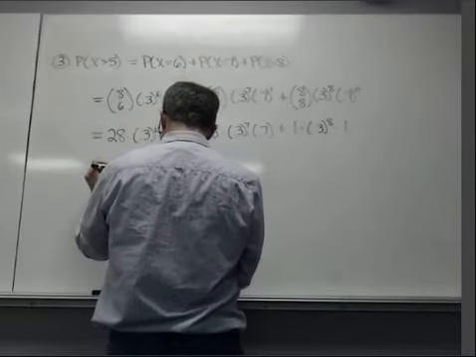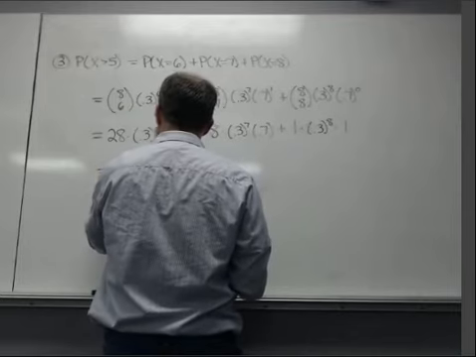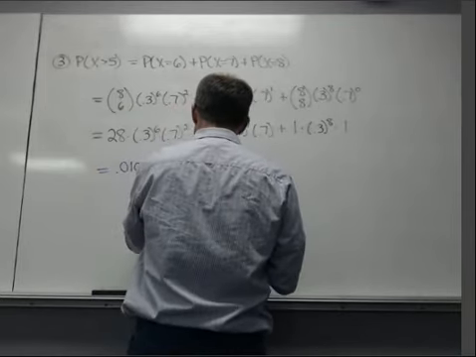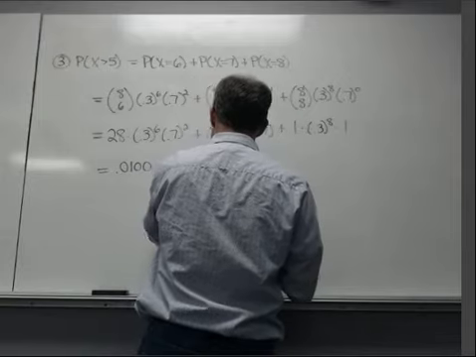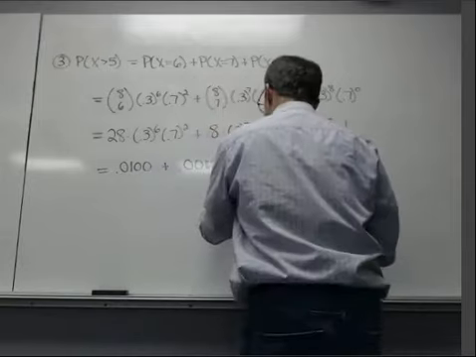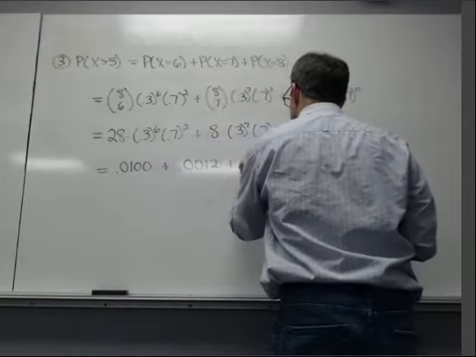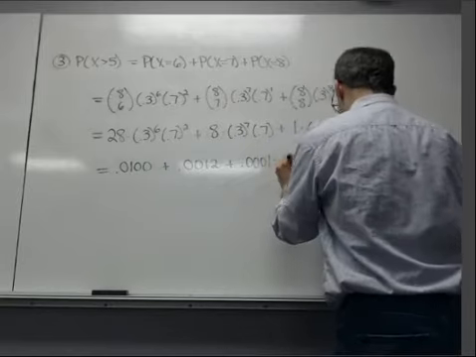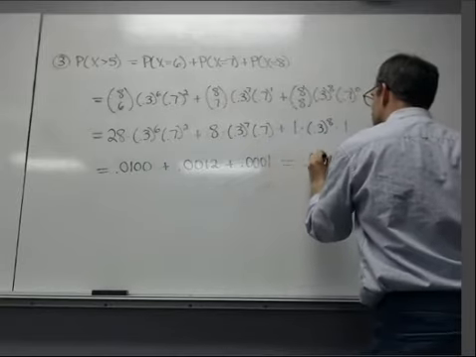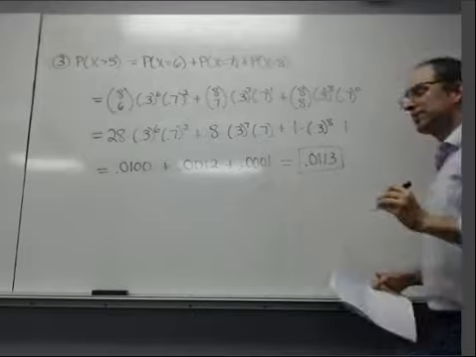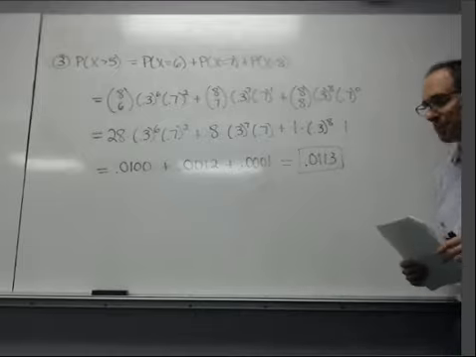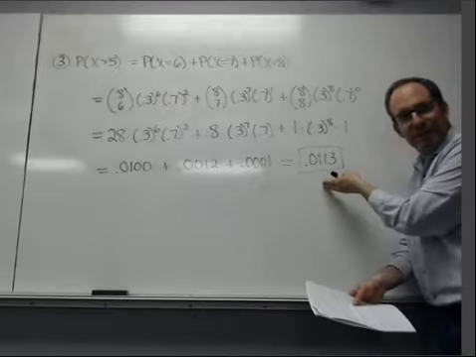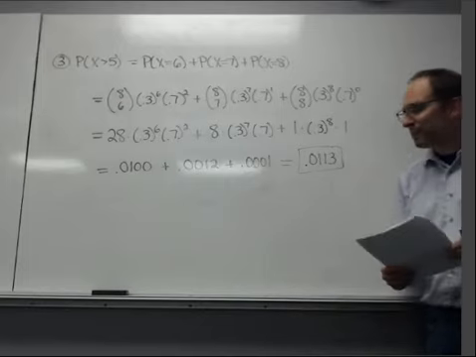Well, let's see, the probability that x equals 6 is 0.0100 to 4 places. Then for 7, it's 0.0012. Then for 8, it's 0.0001. And if you add those together, you get 0.0113. So that's where we are right there, 0.0113.